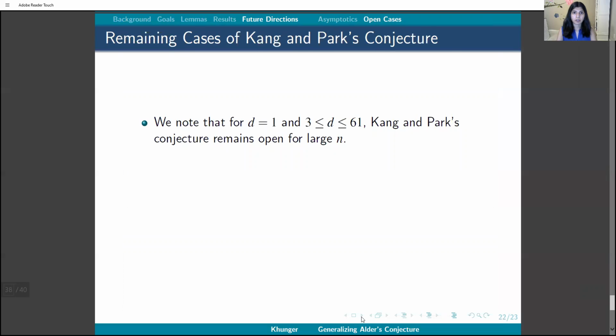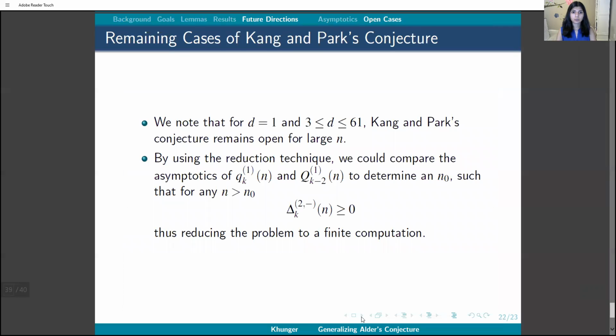So we have these remaining finite cases of Kang and Park's conjecture, notably d equals 1 and d between 3 and 61, and that remains open. And we believe that these asymptotics used by Alfes, Jameson, and Lemke Oliver are the key to proving these remaining cases. Essentially it reduces it to a finite computation where you can use a computer to run through these finite cases and ensure that this delta sub d 2 dash of n function is in fact non-negative.